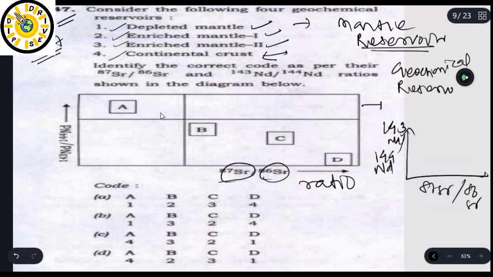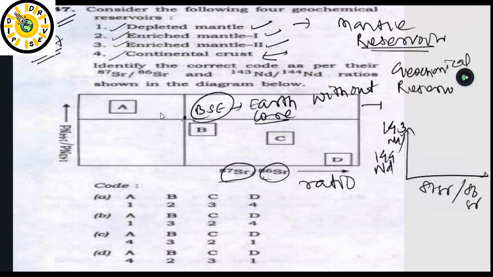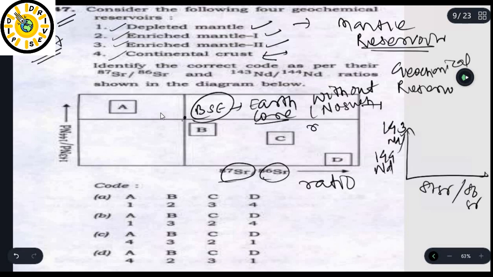Okay, as you know, this is the bulk silicate earth, and this is the plot for the bulk silicate earth. So what do you mean by bulk silicate earth? It is nothing but the earth without core. For now, no such type of reservoir exists today.